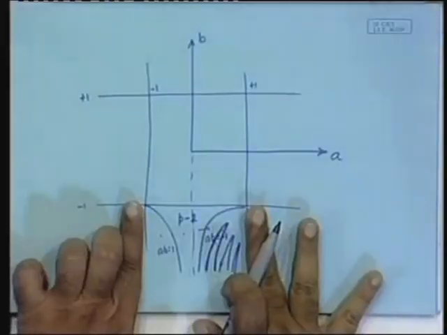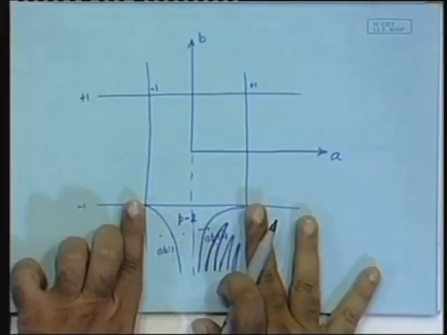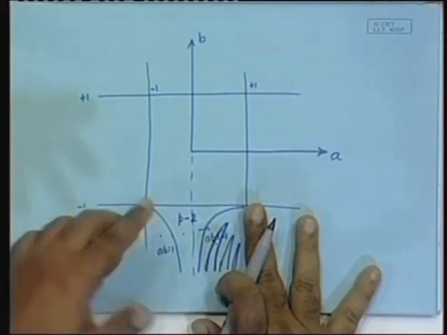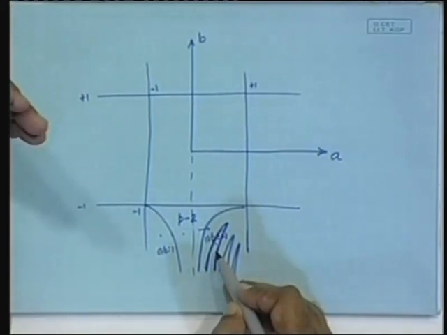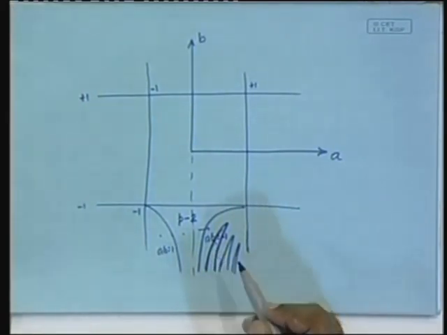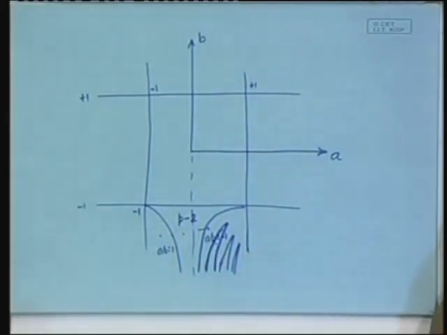For mu less than 0, it is still stable because A is between minus 1 and plus 1. And as mu goes beyond 0, then what happens? It is a period 3 orbit. So, it is a direct transition from period 1 to period 3. Let us see.